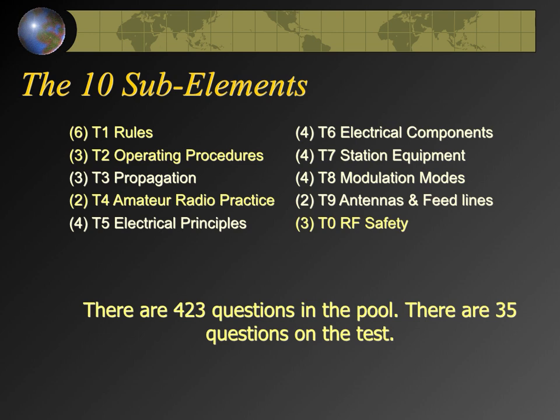The Technician test has 10 sub-elements. T1 is rules, and 6 questions will be taken from rules for the exam. T2 is operating procedures, and you will have 3 questions from it. T3 is propagation, and another 3 questions. You will notice that some sub-elements have more questions taken for the test than others. You may want to pay attention to that.